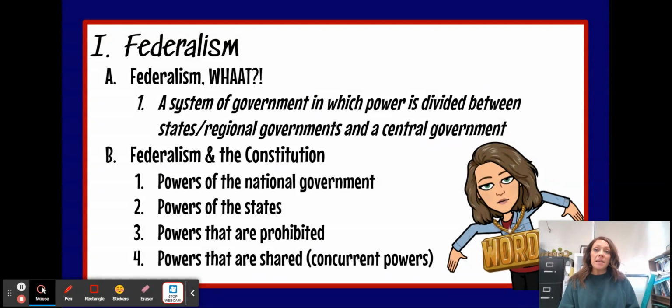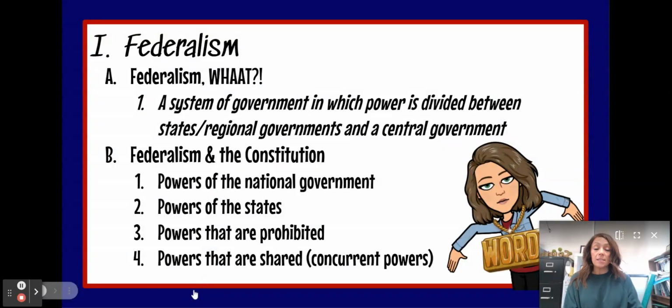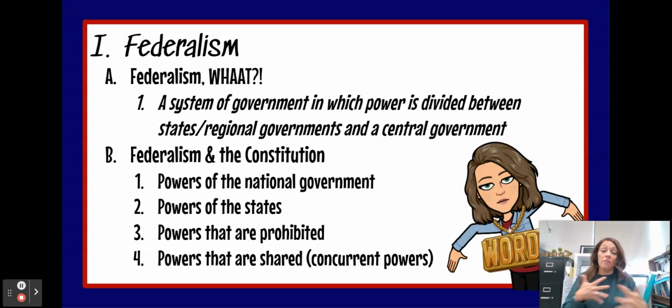So federalism is reflected in the Constitution in a few different ways. First, we have specific powers that are given to the national government. So think of an example for that, something that only the national government can do. We also have powers that are given only to the states, so something only state governments can do. We also have powers that are prohibited, that neither the state nor the federal government can do. And then we have powers that are shared, meaning that each of the levels of government can do them.